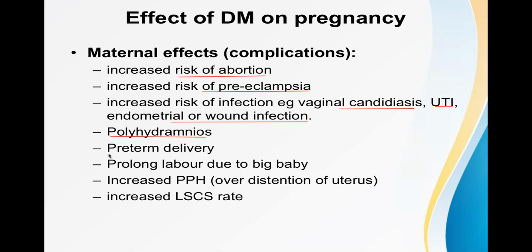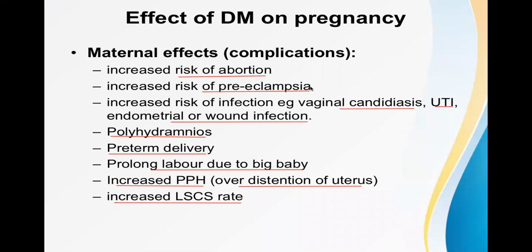Polyhydramnios, preterm delivery, prolonged labor due to big baby. There is increased chance of PPH or postpartum hemorrhage as a result of over distension of the uterus. And there is increased chance of lower segment cesarean section rate also. LSCS is lower segment cesarean section. So let me clarify a little bit about this because these are important points for you.